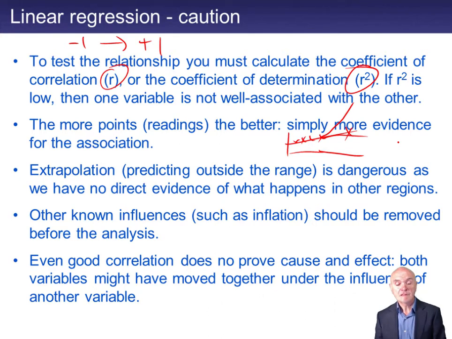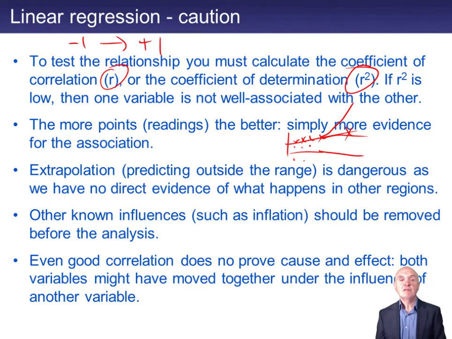Other known influences such as inflation should be removed. If what we have were volumes in different years, so these are the volumes going along here, but they've been plotted for different years with different inflationary costs in there, the thing is going to be messed up with inflation. What you should do is update all the costs to current terms, and then you're left with a relationship which should just depend on volume to get the cost.